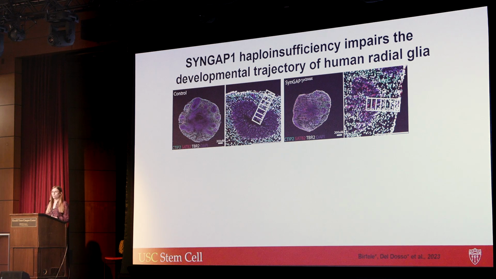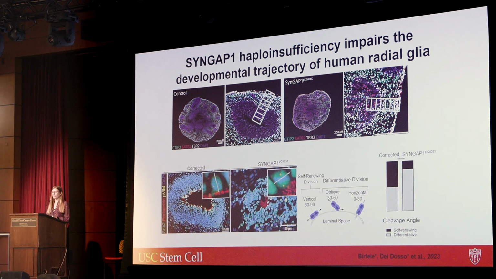And when we look at the patient organoids, what we could see was the presence of these neurons within the ventricle, so within the progenitor zone, something that we have never seen in the controls.